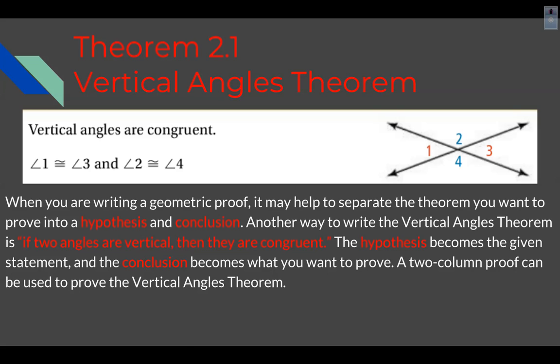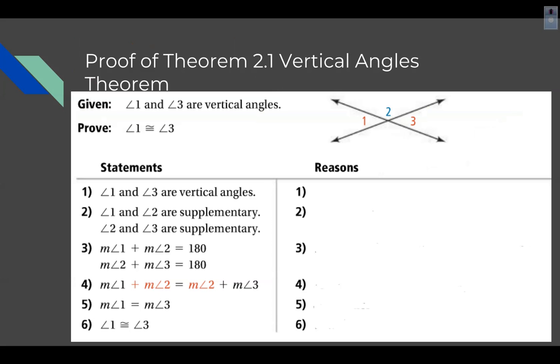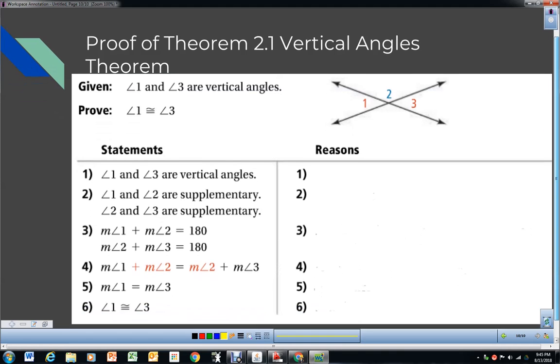A two-column proof can be used to prove the vertical angles theorem, and that's the type of proof that we're going to use the most in this class. So here's our proof. Angles 1 and 3 are vertical angles. That's given information. Remember, we don't have to have any other markings on here. We can see that these are vertical. Angle 1 is congruent to angle 3. We're trying to prove that to be true. So let's take a look here at our proof.